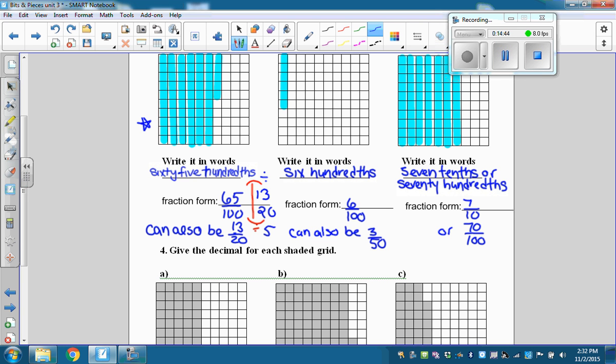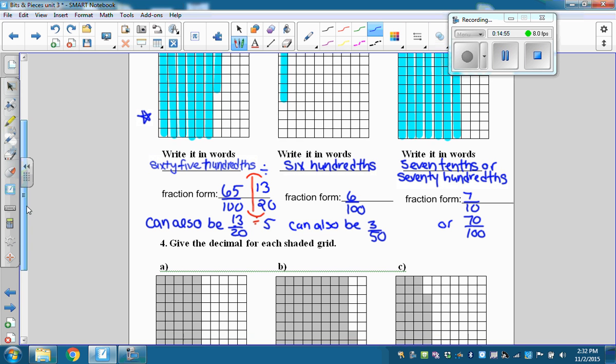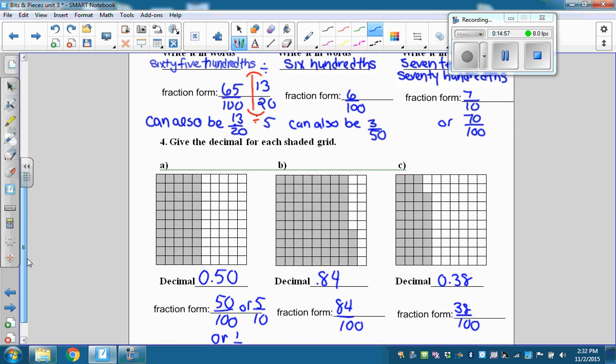So fraction form for the second one is 6 hundredths. That reduces to 3/50ths. And 7 tenths or 70 hundredths reduces to 7 tenths. How about these?